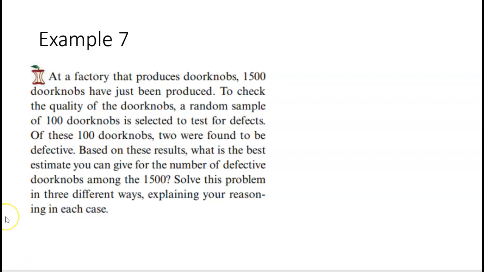All right, at a factory that produces doorknobs, we're back in 15.1. 1,500 have been produced. To check the quality, a random sample of 100 is selected to test for defects. Of the 100, 2 were found to be defective. Based on these results, what is the best estimate you can give for the number of defective doorknobs among the 1,500? Solve it 3 ways.